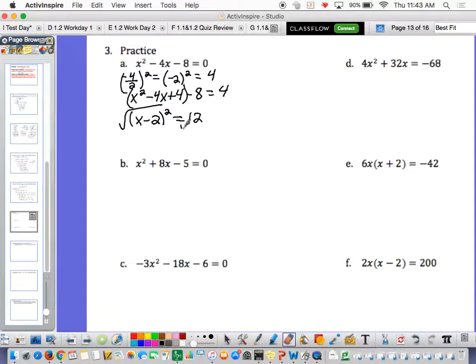You square root, 12 breaks down into 4 and 3. 4 breaks down into 2 and 2. Those are buddies. So x minus 2 equals plus or minus. The 2's come out. You're left with root 3. You add 2. So x equals, I'm going to put the 2 out in front, 2 plus or minus 2 square root 3.